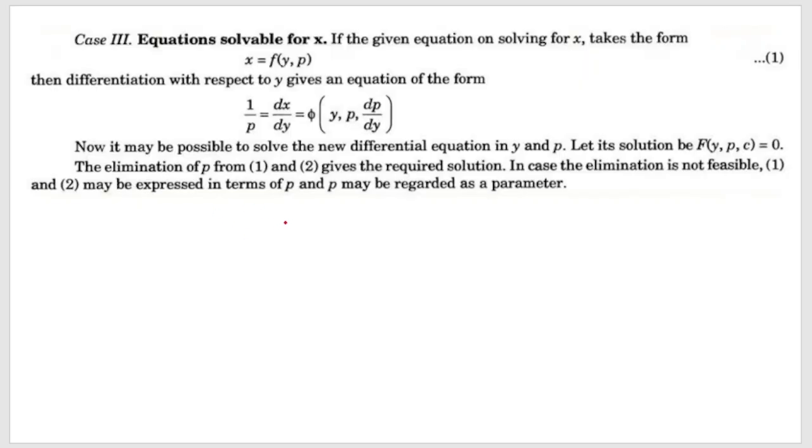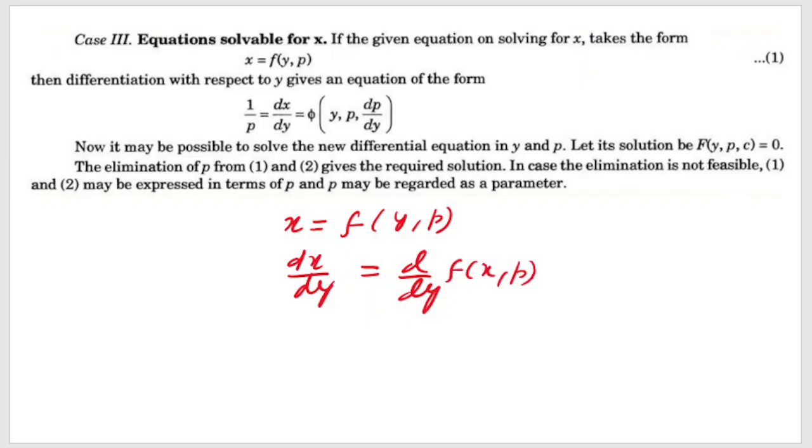Let me explain the process first. Given any differential equation, first you try to solve it for x. When I say you have to solve it for x, it means you have to write x in terms of y and p, and then in the next step you differentiate this with respect to y. So you differentiate d by dy of f(x, p), and you do the calculation. In the end, for dx by dy you replace it by 1 by p. Then you solve it to get a differential equation in terms of dp by dy. You solve this differential equation. Whatever solution you get in terms of y and p, you call that equation number 2.